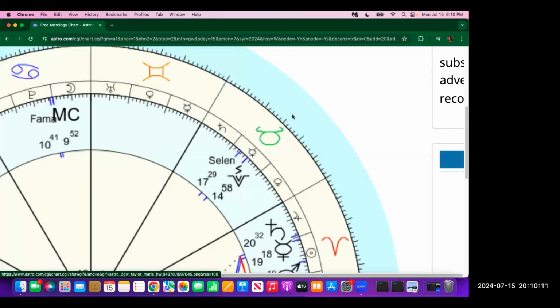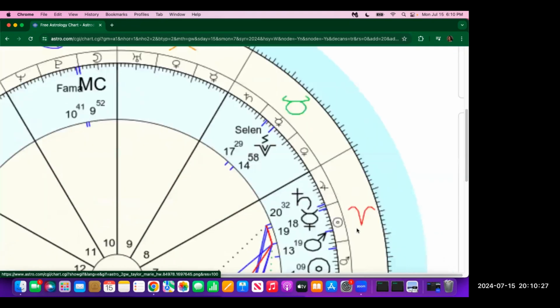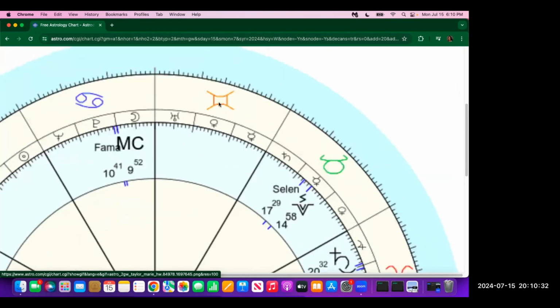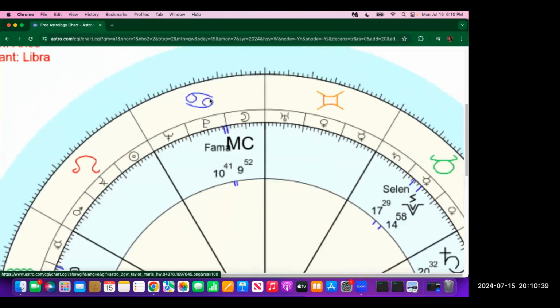If the symbol in your first house looks like this, it is Taurus. That means Taurus rules your first house. If the symbol in your first house looks like this, that means you're ruled by Gemini. And they're color coded for their elements. So the red symbols are fire, the green symbols are earth, the yellow is air, and then the blue is water. So they're color coded to their element too, which I think is really cool. If you have this symbol in your first house, that means your first house is ruled by Cancer.